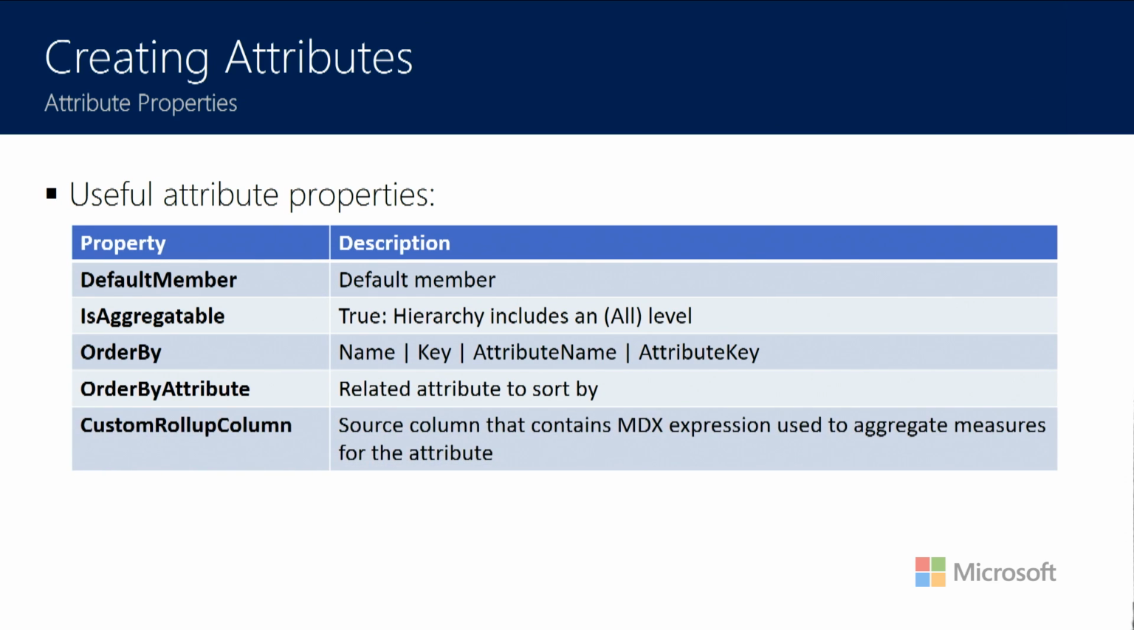The custom rollup column, so this is for advanced rollup custom aggregation. We'll talk about aggregation when configuring measures in the next lesson, but there is the ability within an attribute hierarchy itself to use MDX expressions in source data that can provide fine-grained control on exactly how values should aggregate up through the hierarchy.